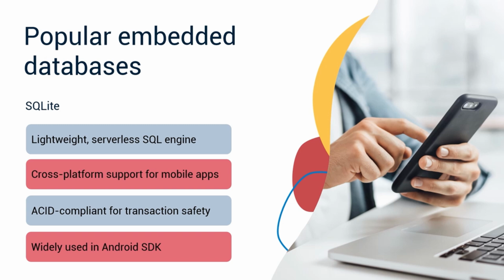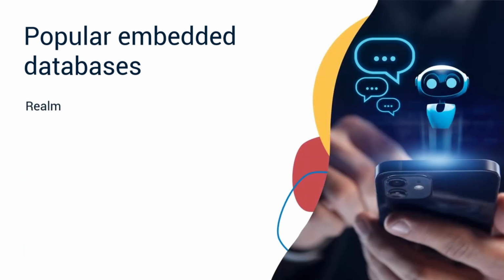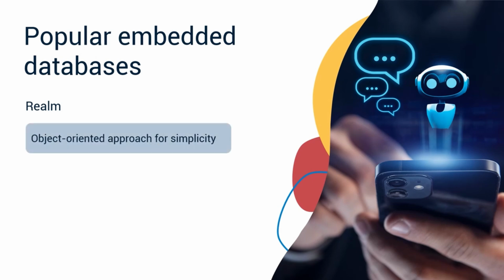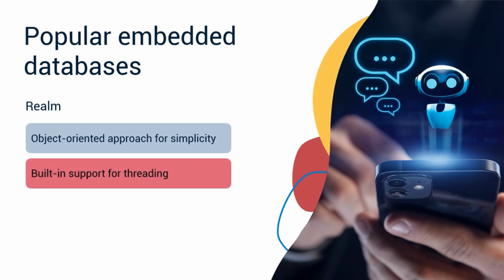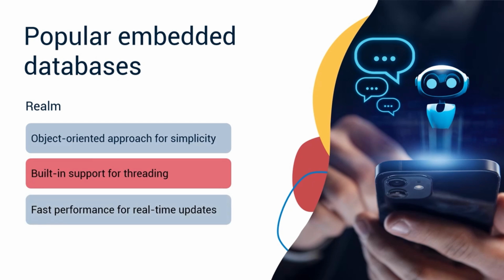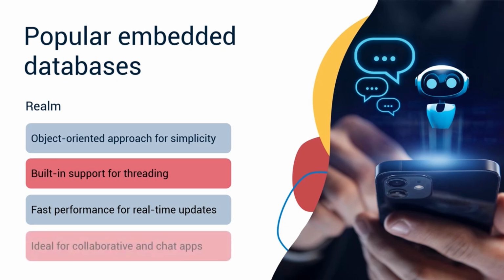As a modern alternative to SQLite, Realm is designed for mobile development. It uses an object-oriented approach, working directly with objects instead of writing SQL queries. It features a simple data model using objects and provides fast performance with built-in threading support. Realm is suitable for applications that require real-time data updates, like chat apps or collaborative tools.